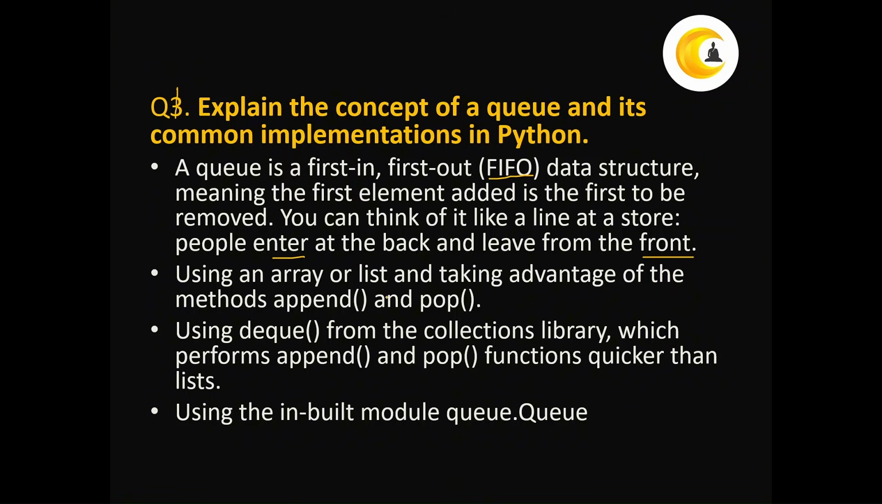You can use an array or list, taking advantage of methods like append and pop, but remember you usually use the word popleft for popping from a queue. Using deque: now, deque does not mean delete queue, it means double-ended queue. If you use a double-ended queue from the collections library, it will append and pop quicker than the list. You can also use the inbuilt module, that is queue.Queue, to do all of these operations. So this is basically what a queue is.